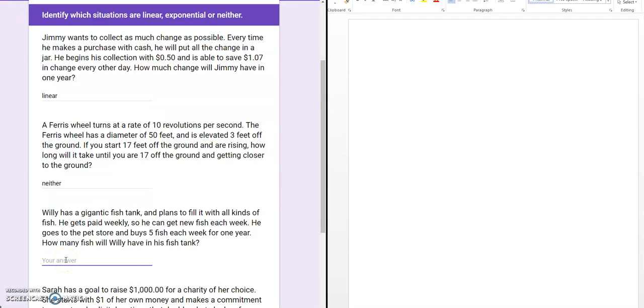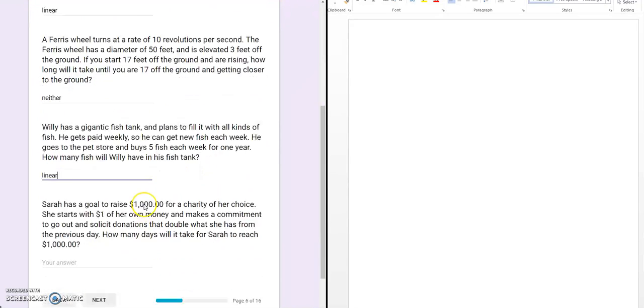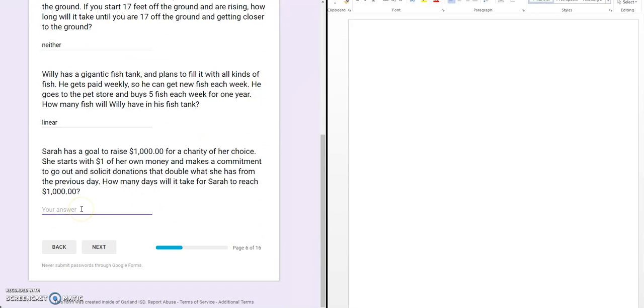Willie has a gigantic fish tank and plans to fill it with all kinds of fish. He gets paid weekly, so he can get new fish each week. He goes to the pet store and buys 5 fish each week for 1 year. This is a linear situation because he adds a constant value each week.